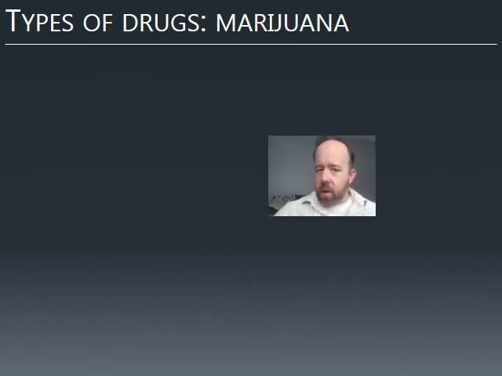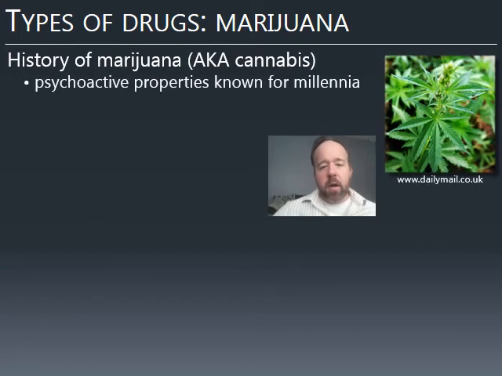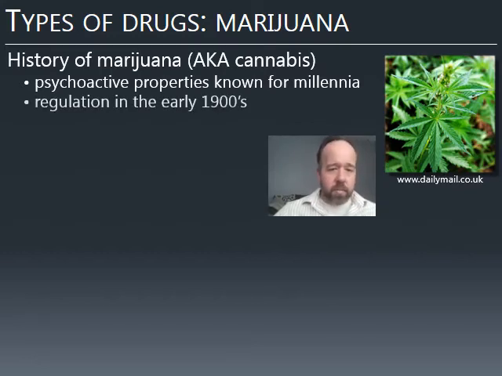Our final kind of drug is marijuana, which again is a popular topic here in Colorado, given our recent legalization of it. A little bit of the history of marijuana. It's also known as cannabis, that is the name of the plant. And its psychoactive properties have been known for a long time, for millennia. And so it has been used like opium has, like alcohol has, for thousands of years.